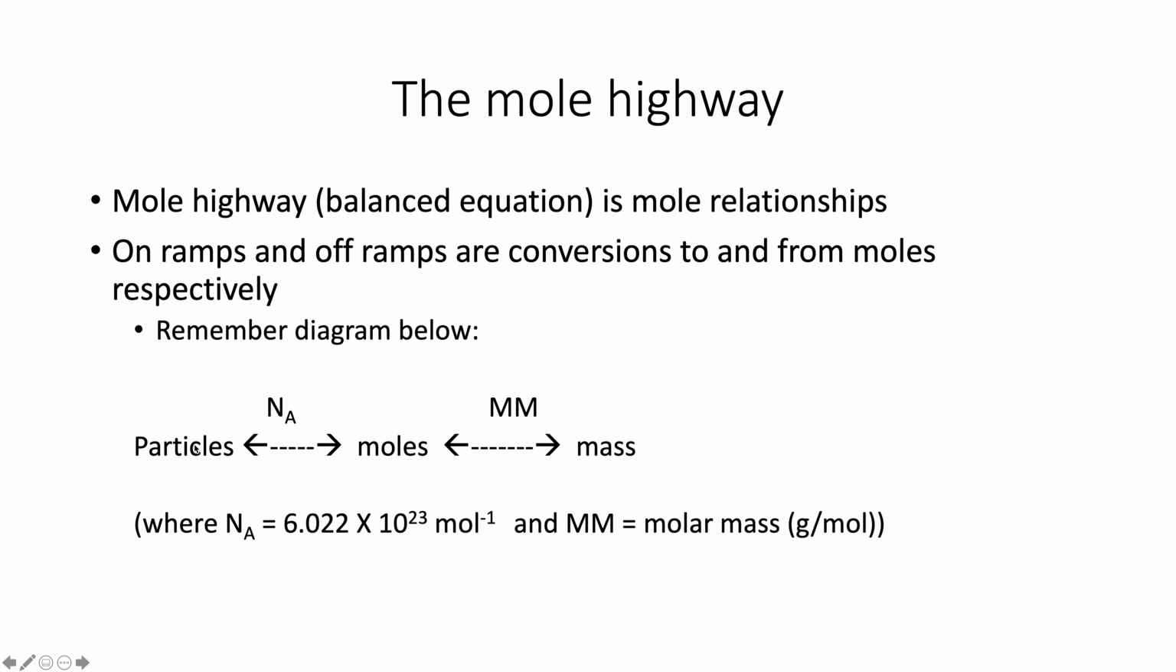Right, so remember, you can go from particles to and from moles using Avogadro's number, and multiplying or dividing depends on which way you're going. Avogadro's number has moles in the denominator. To go from mass to or from moles, we would use the molar mass. And remember, the units of molar mass are grams per mole. So these are the on-ramps and off-ramps.